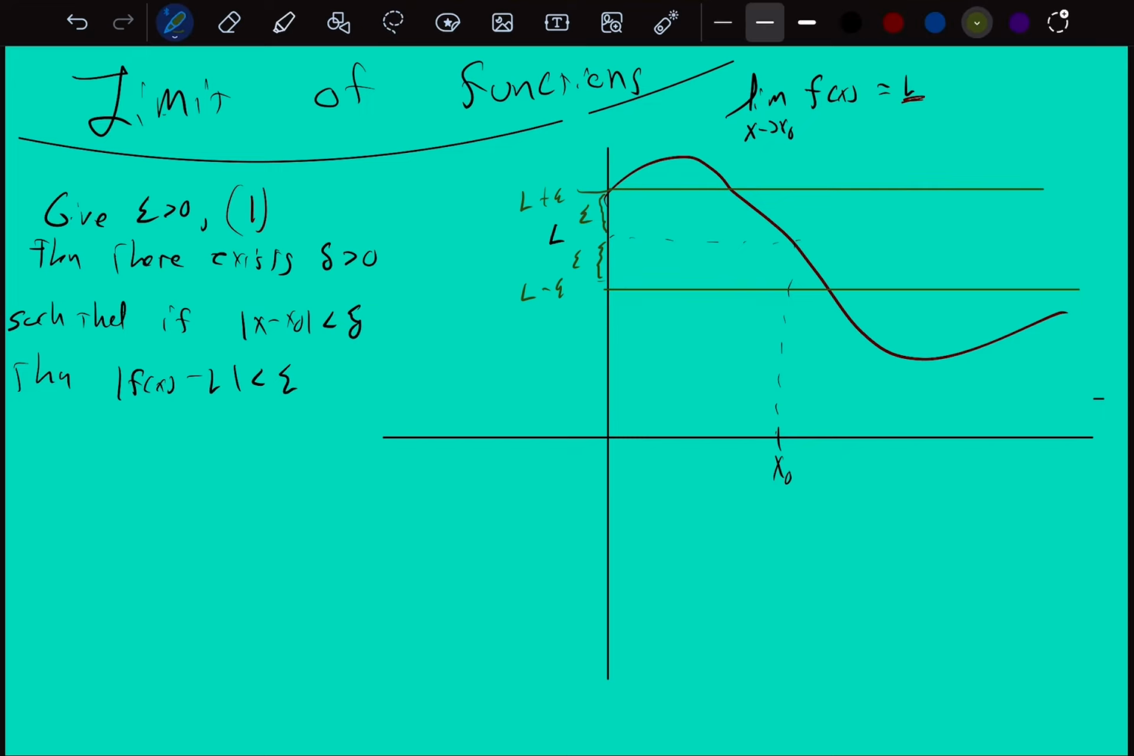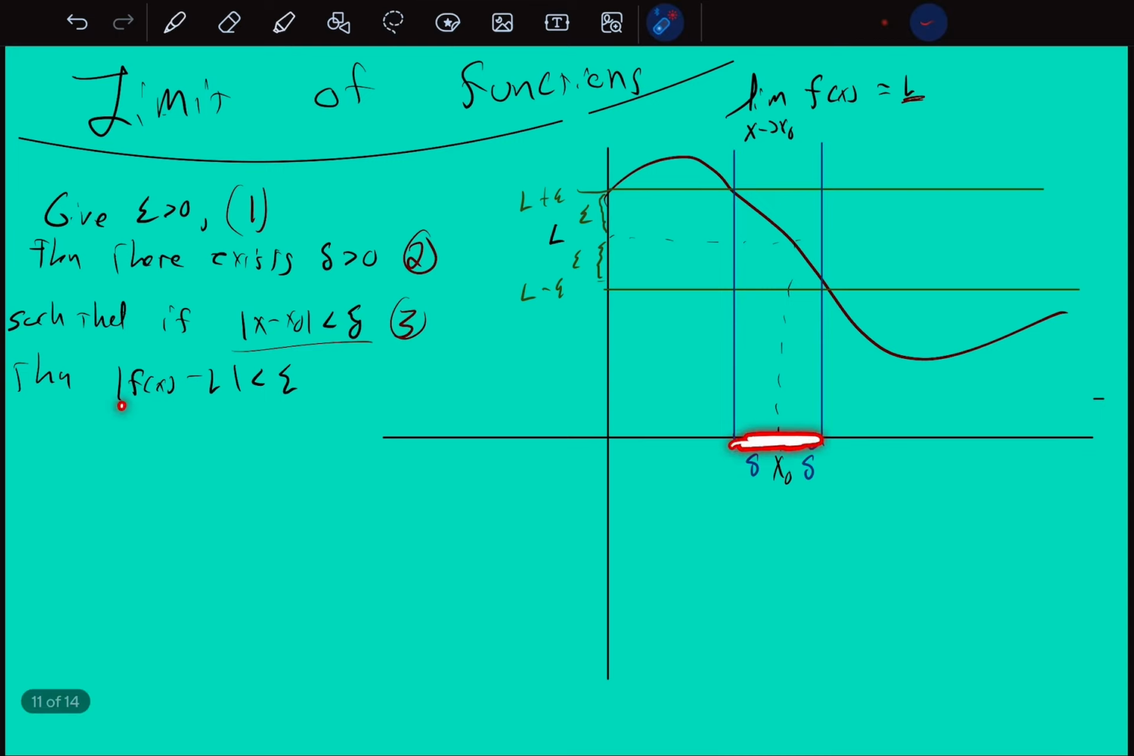Well, there exists a delta greater than 0, such that if |x minus x naught| is less than delta, let's do both of these at the same time. So delta has to be on this x-axis. This is our delta. That's our delta, okay? And then if x is in this region, if x is here, then our function minus L is less than epsilon.